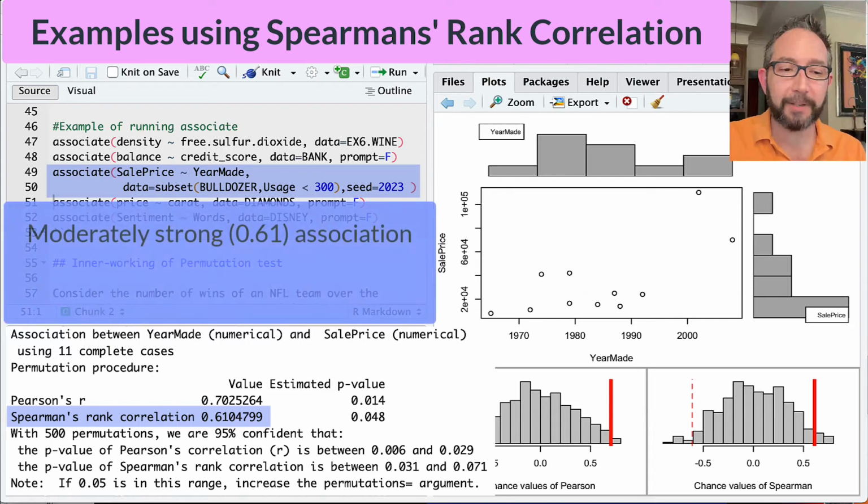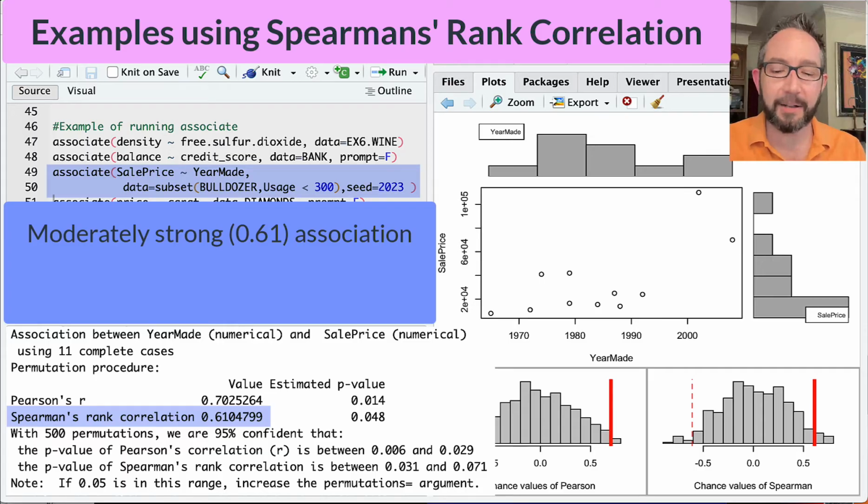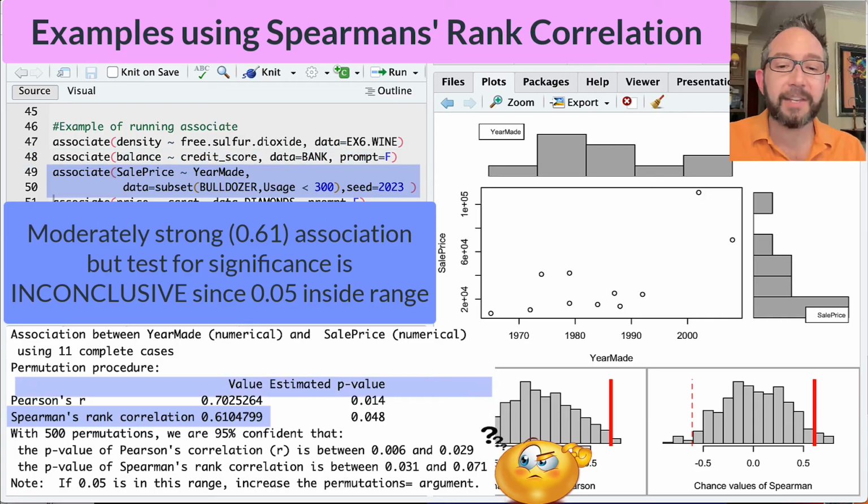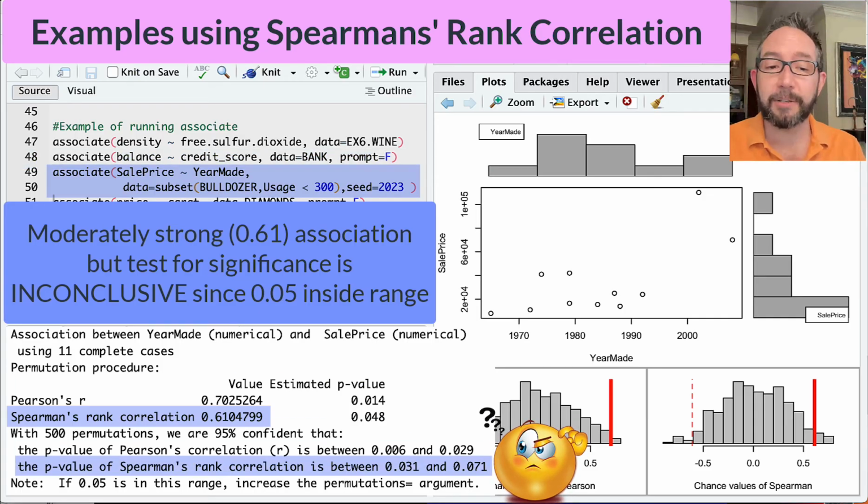And so when we look at Spearman's rank correlation, it's a value of 0.6. So a fairly highly positive association going on. The more recent the bulldozer was made, the larger the year made here, typically the higher the sale price. Is this a statistically significant association? Well, if we go and look at the p-values, what we find in this case, the test is inconclusive because we see that 0.05 is smack dab in the middle of the range of estimated p-values that the test is giving us.